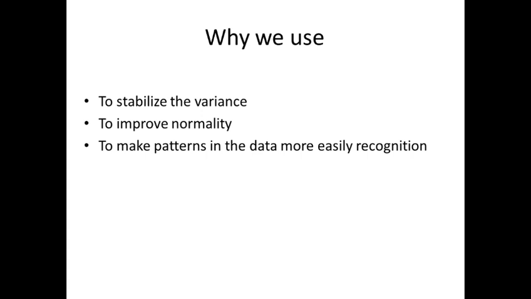And to improve normality, improving normality is also crucial because many statistical techniques assume that the data is normally distributed. When the data is not normally distributed, those statistical techniques may also not work. By transforming the data into a more normal shape, we can improve the accuracy of our results.